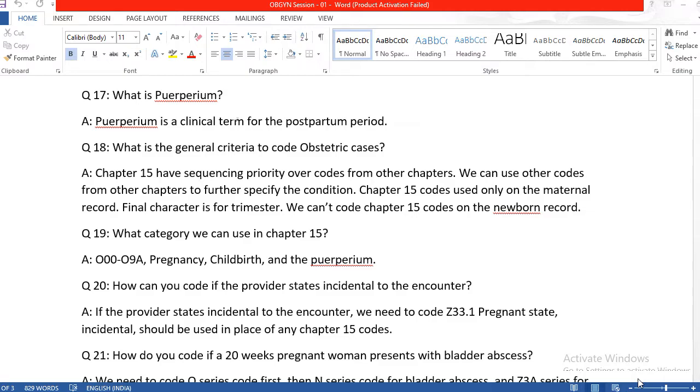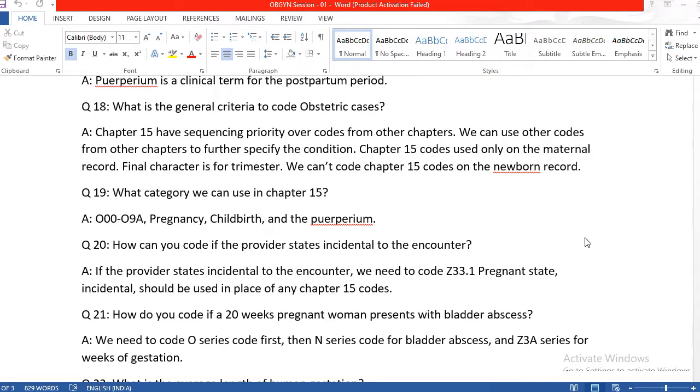What is the general criteria to code obstetric cases? Chapter 15 has sequencing priority over codes from other chapters. We can use other codes from other chapters to further specify the condition. Chapter 15 codes are used only on the maternal record. The final character is for trimester. We can't code chapter 15 codes on the newborn records. These chapter 15 codes are exclusively for mothers, the maternal record, not the newborn record. If we use chapter 15 codes in a newborn record, it is a big mistake.